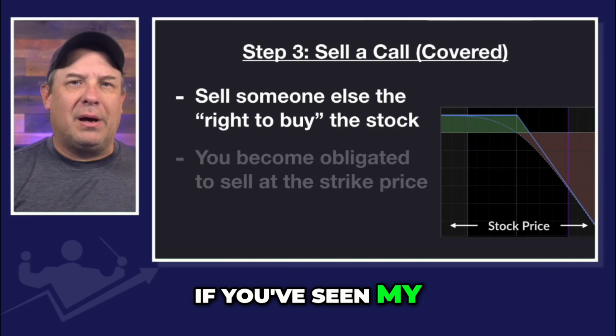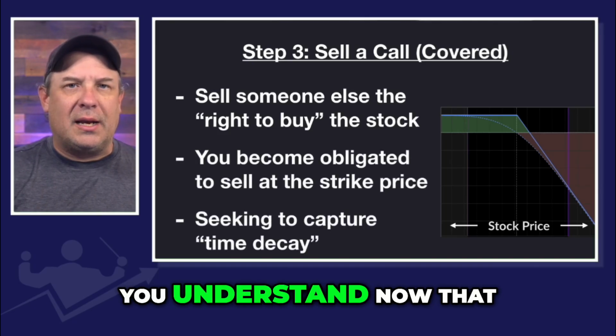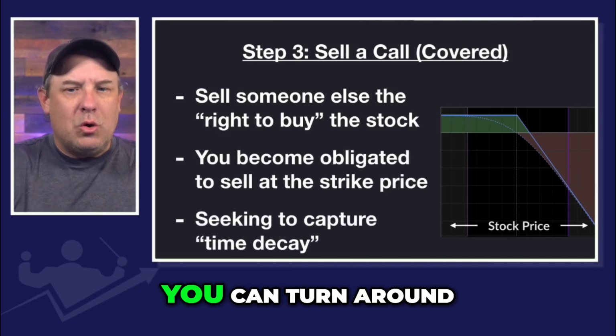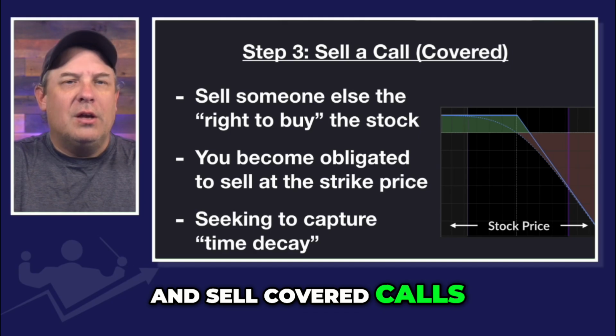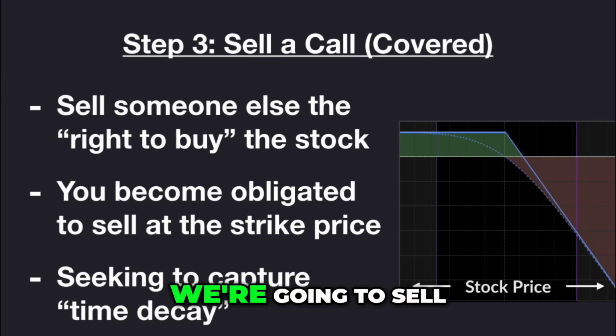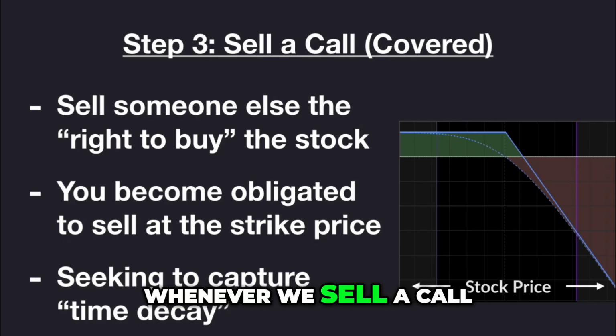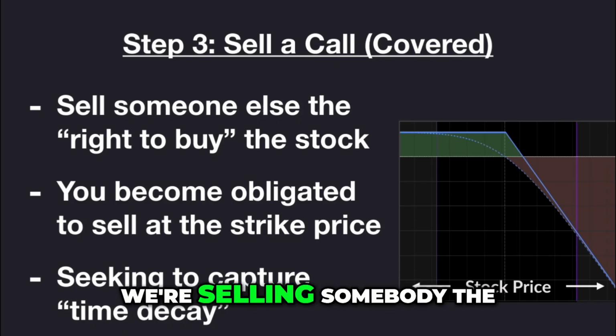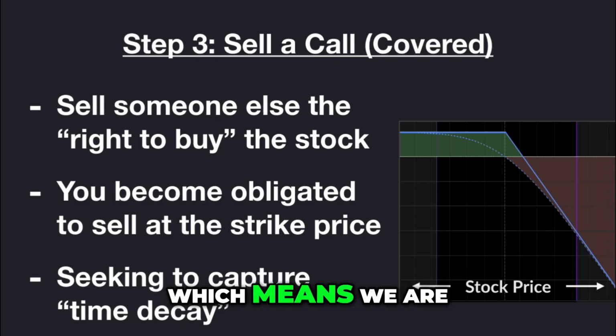Well, if you've seen my video on covered calls, you understand now that you own the stock, you can turn around and sell covered calls. So that's what we're going to do. That's going to be step number 3, is we're going to sell a call option. Now, when we sell a call option, we're doing the opposite of selling a put. When we sell a put, we sell someone the right to sell us a stock. Whenever we sell a call, we're selling somebody the right to buy the stock, which means we are now obligated to sell it to them, which we can do because we own it.